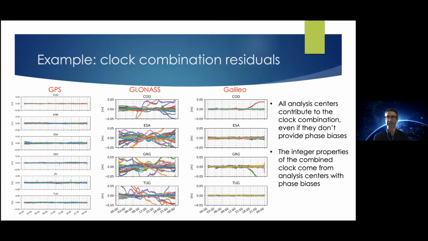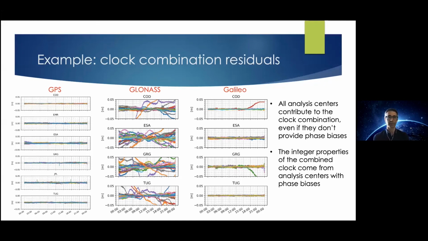But now it's important to mention that all analysis centers contribute to the clock combination, even if they don't provide phase biases, which in this example was the case for ESA and JPL. It's just that the integer properties of the combined clocks will only come from the analysis centers with phase biases.